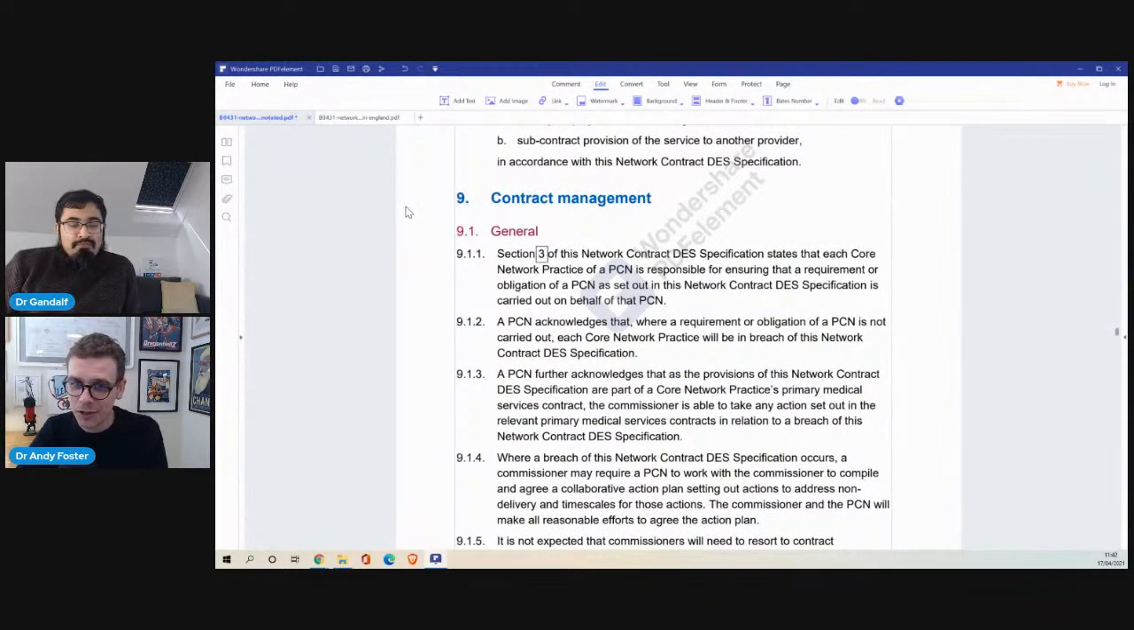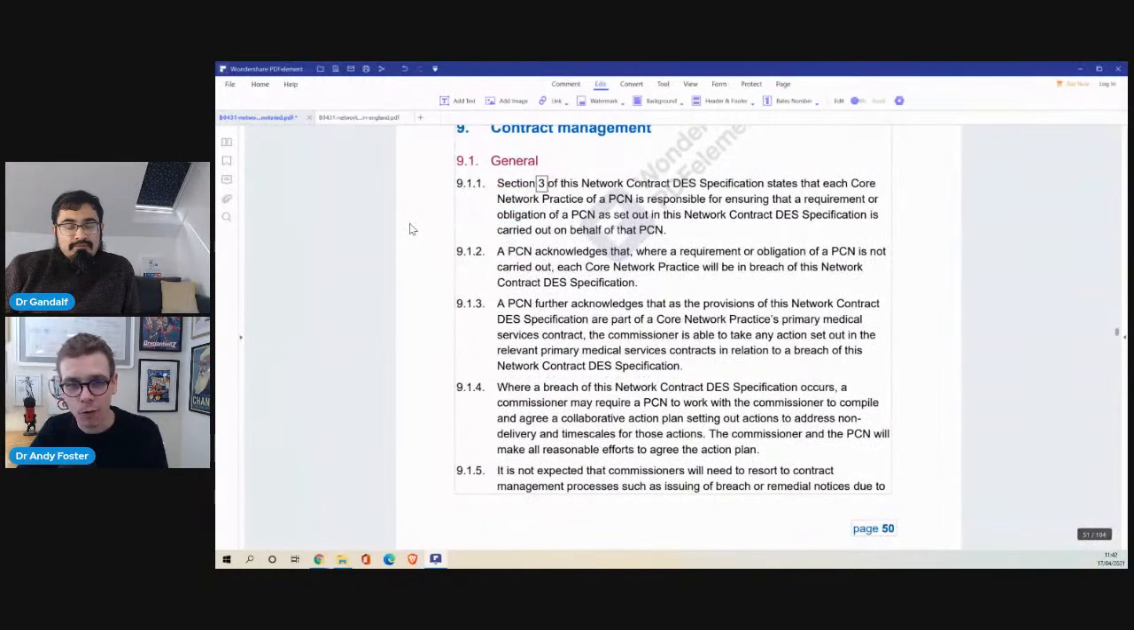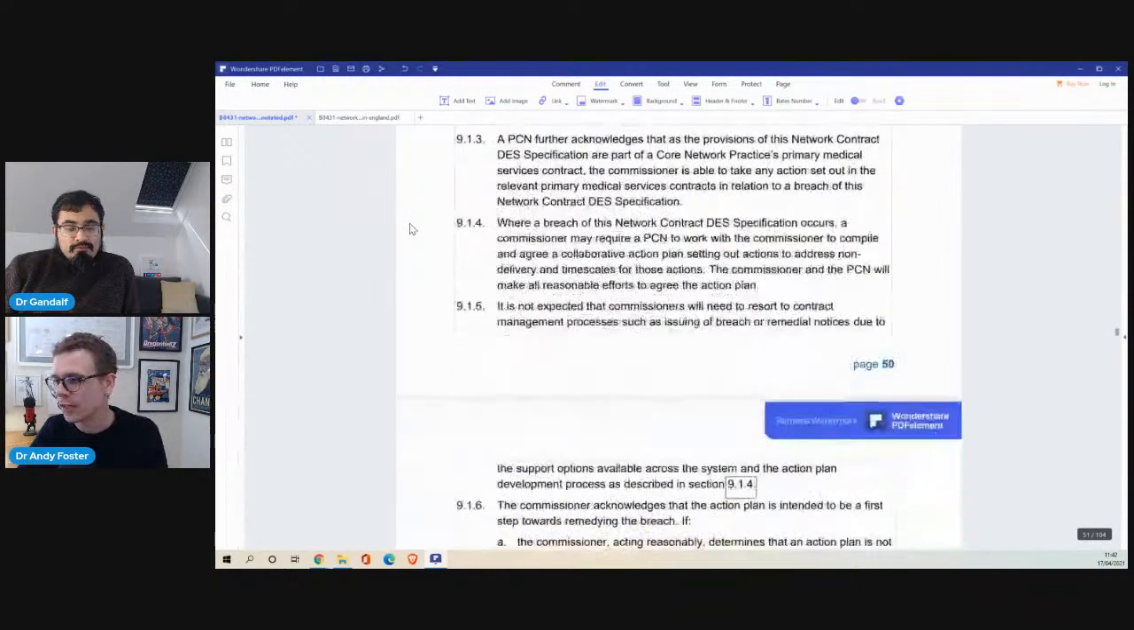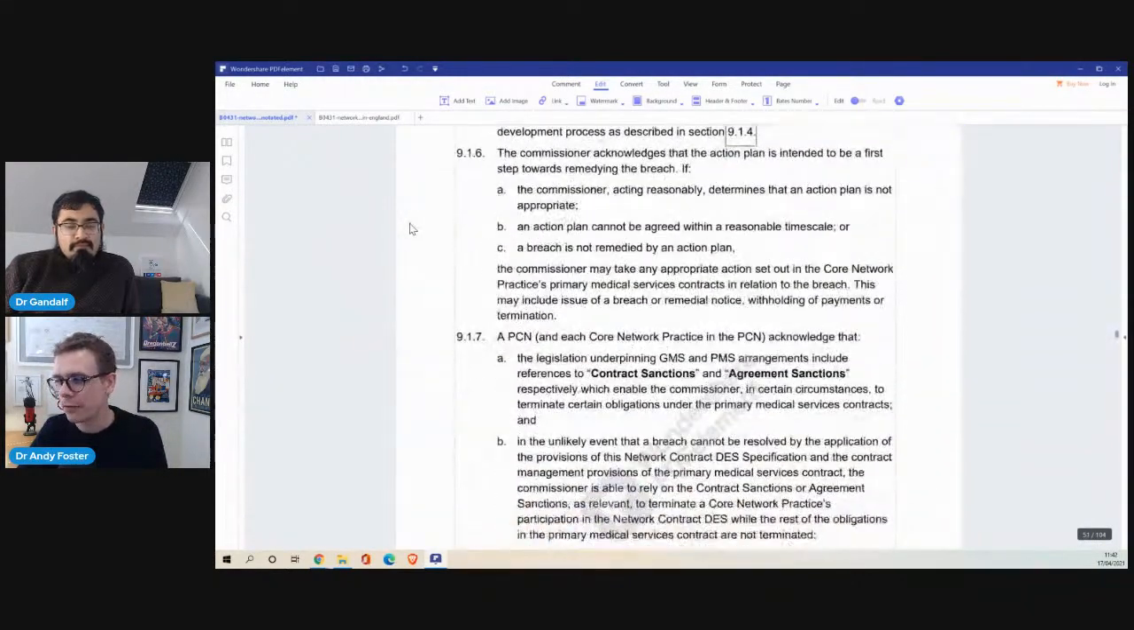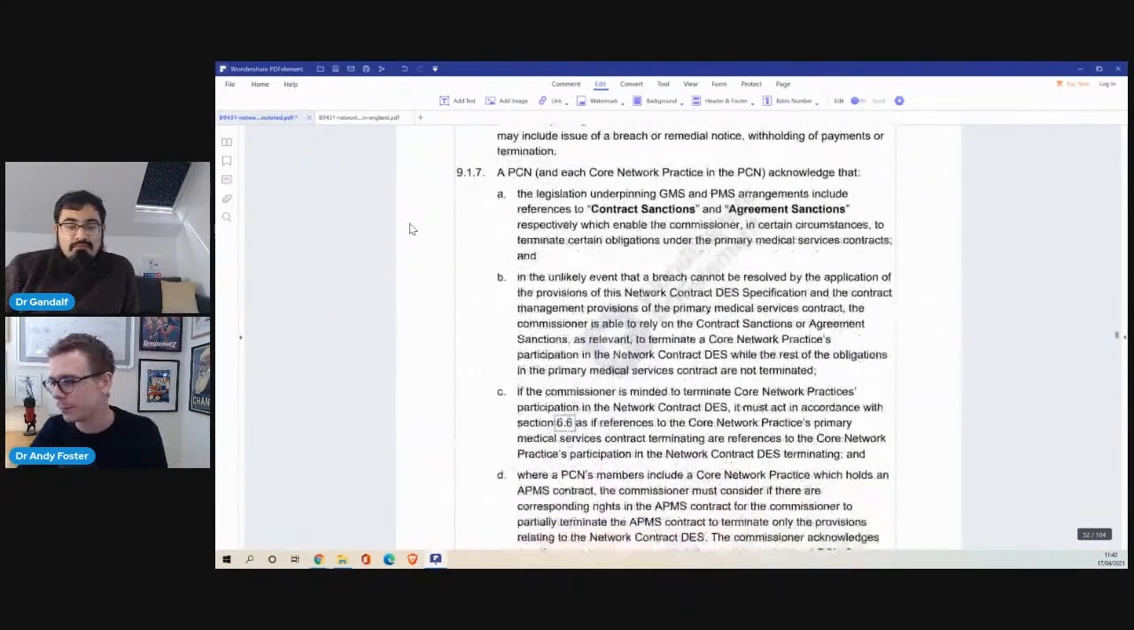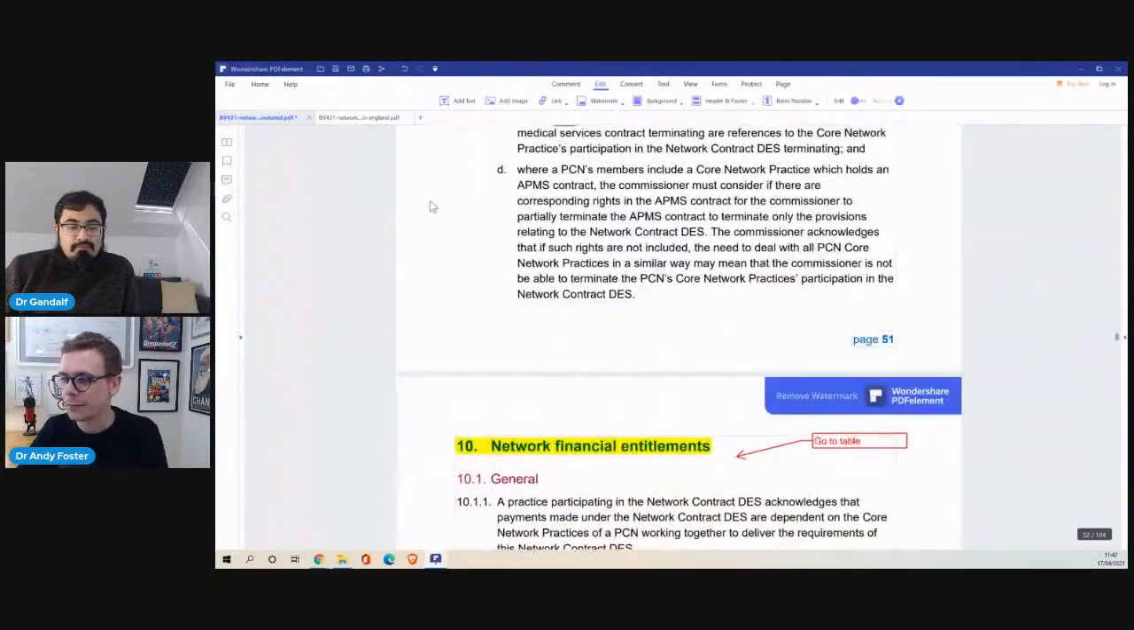The next section discusses contract management. And again, I think this is probably a section that will be referred to where things go wrong or are being questioned, about how the commissioners will ensure that the service is being delivered.